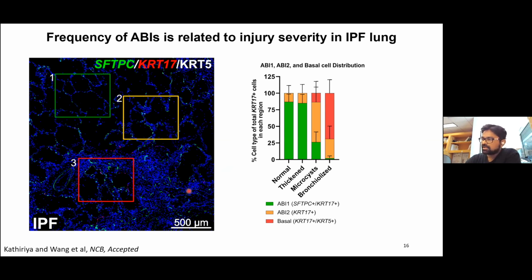And we found that as we go from a normal-looking region into a thickened alveolar wall and into the microcystic and eventually into heavily bronchialized regions, the ABI1s dominate these normal-looking regions, and then eventually give rise to ABI2s, which are marked by K17, and eventually to the basal cells. So we see that as the injury progresses, we see the progression of the ABIs into the basal cells.